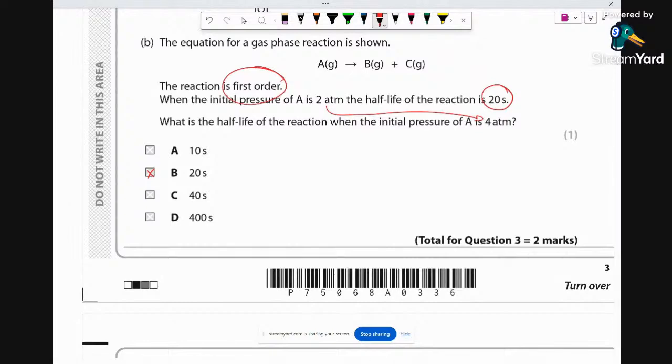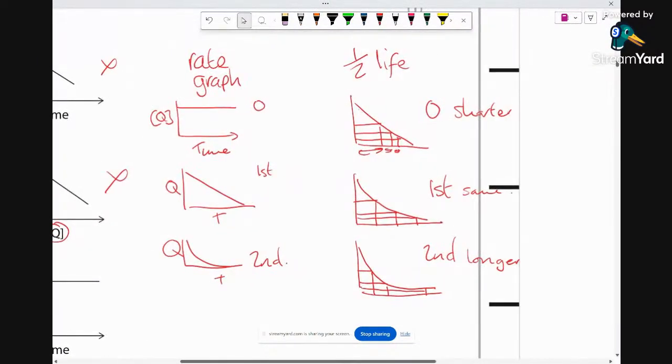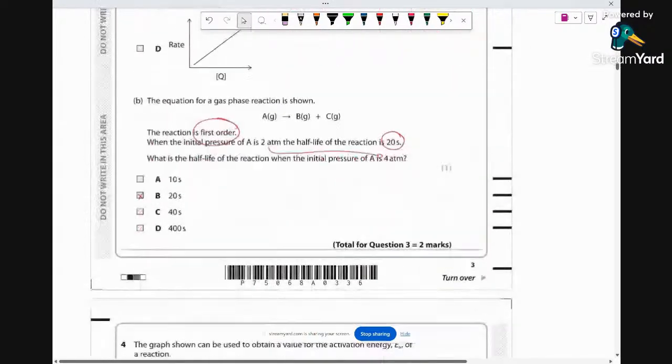That's a neat question. I hated these graphs when I was at school. I found them really difficult, so I just compartmentalized them in my process of revision. I would practice doing the rate graphs, and then I would practice doing the half-life graphs, recognizing those little details. It's a really useful little practice to do.